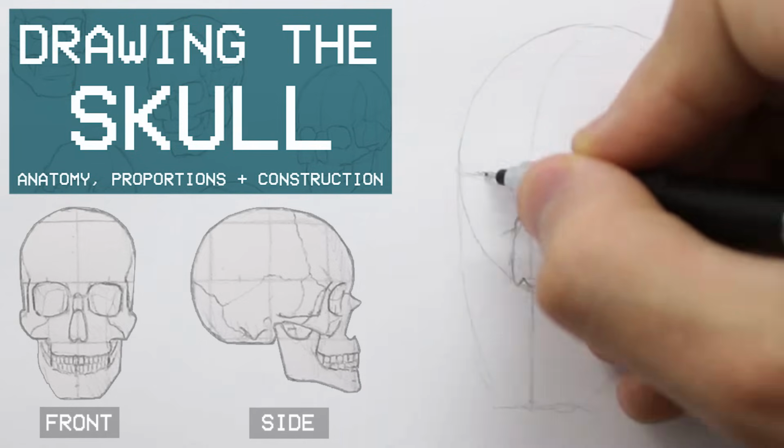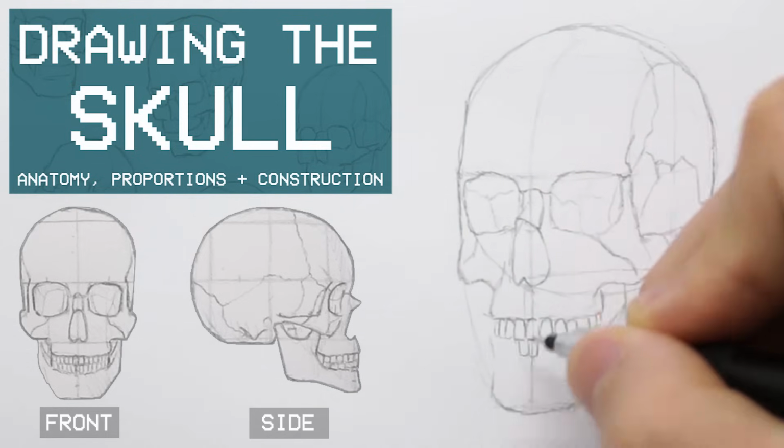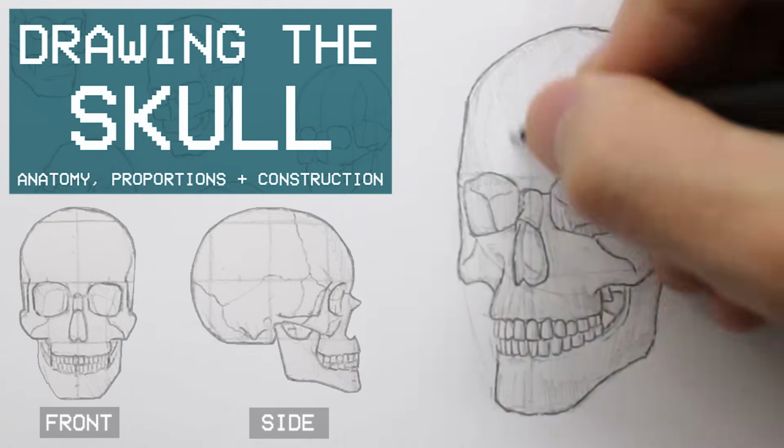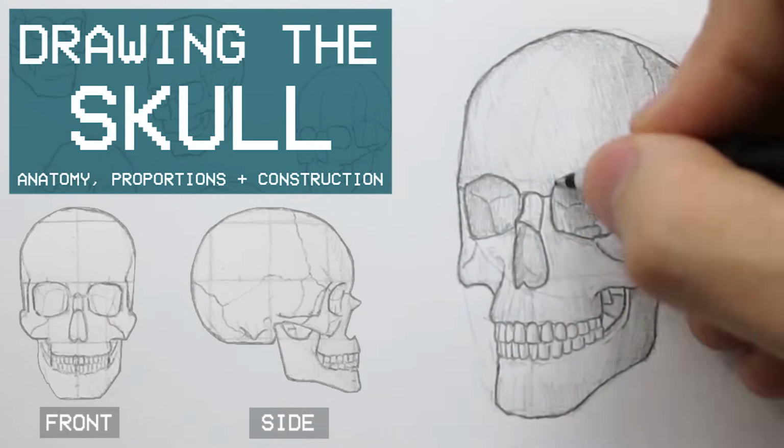This episode is going to focus on the anatomy of the skull. We are going to be looking at the proportions, the individual bones, and then a way to construct and draw the skull on any angle.